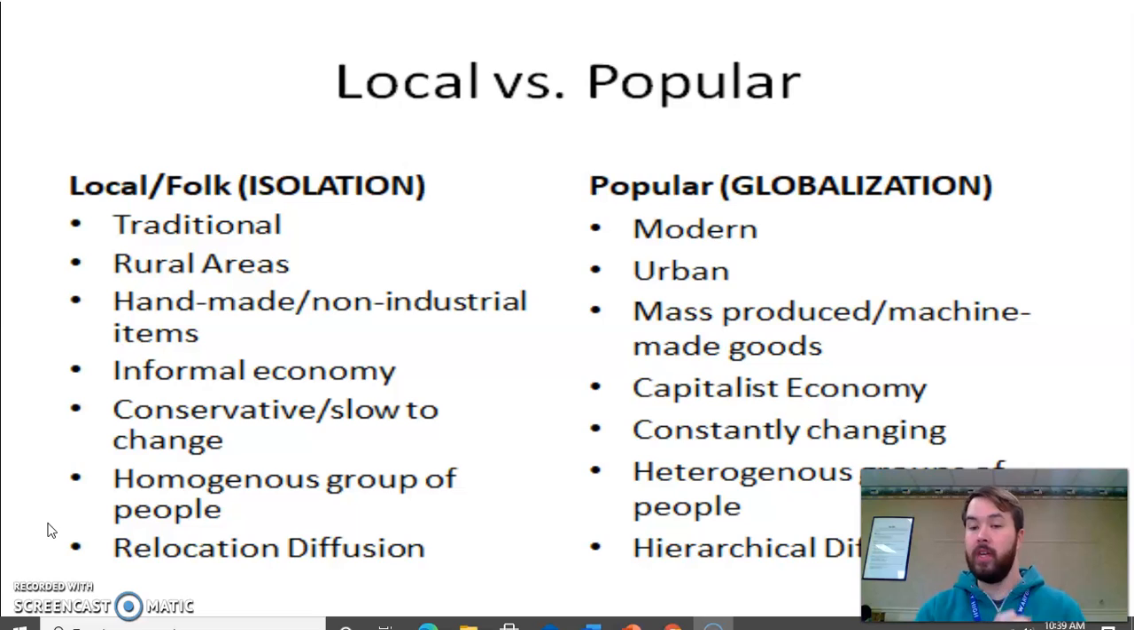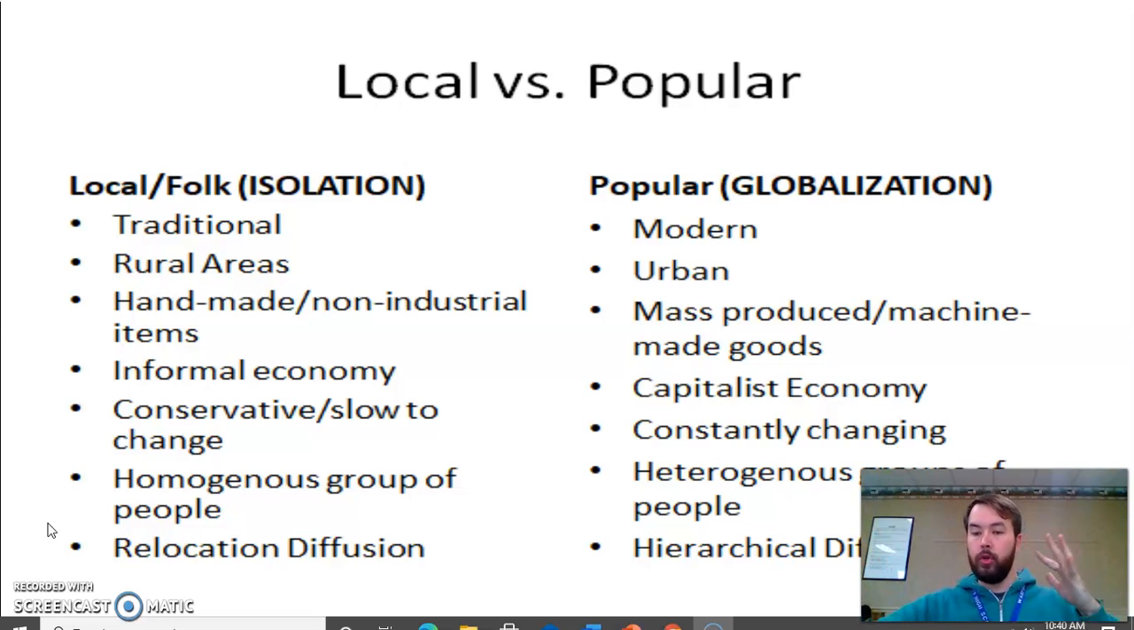Popular culture, on the other hand, is a big proponent of globalization because, as we learned yesterday, pop culture always changes. It's based on capitalism, and heterogeneous groups of people, I should say, are part of pop culture because pop culture goes across the landscape. You can go to China and see people wearing NBA basketball jerseys.